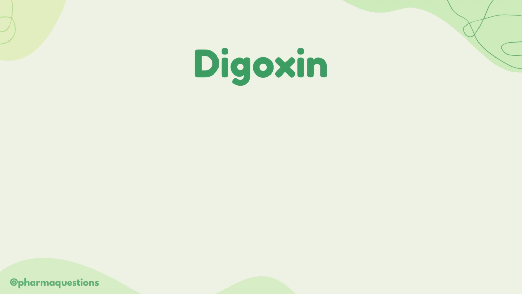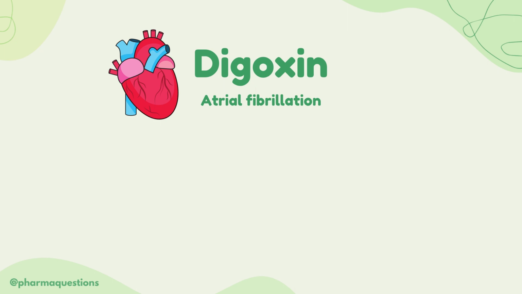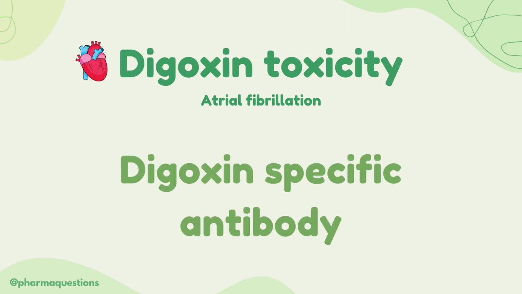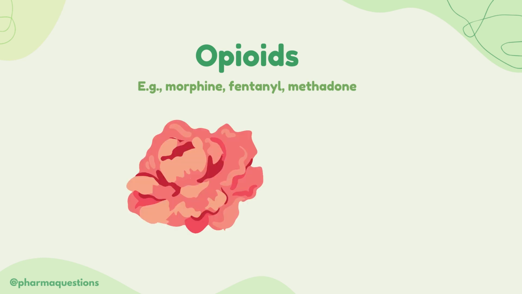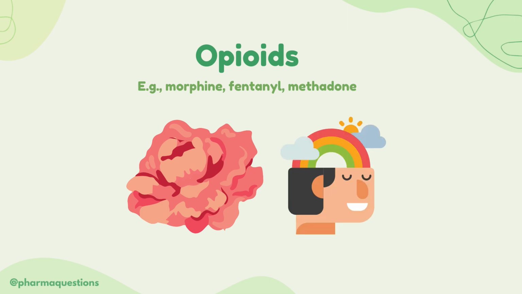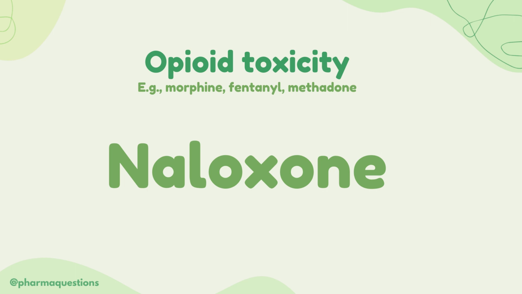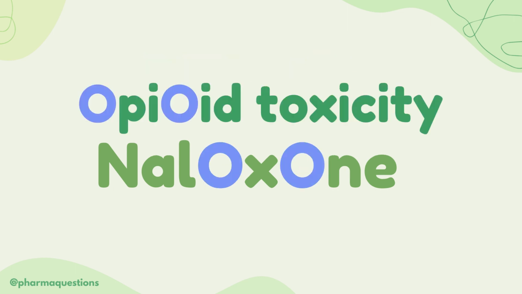The next drug we'll take a look at is digoxin. Digoxin is indicated for atrial fibrillation, and the antidote is a digoxin-specific antibody. The next drug class we'll take a look at is opioids. Opioids are a class of drugs naturally found in the opium poppy plant, and they work on the brain to produce a variety of different effects including pain relief. The antidote for opioids is naloxone, and this is a pretty common antidote which can be remembered once again using the drug name as shown above.